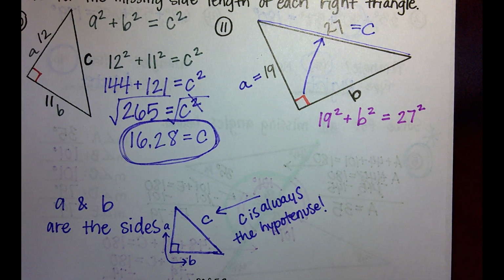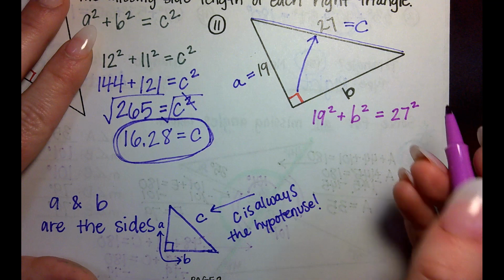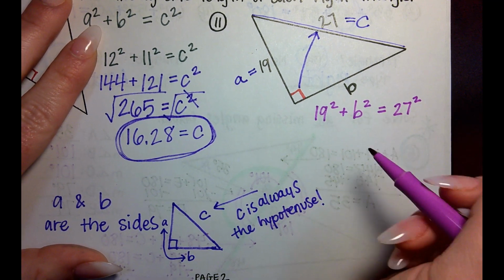So, there we go. Now what do I do? Subtract 19 from 27. We can't do that yet. 19 squared, yeah, 361. We have to do our squares first. We have to square our numbers before we can do any subtracting.